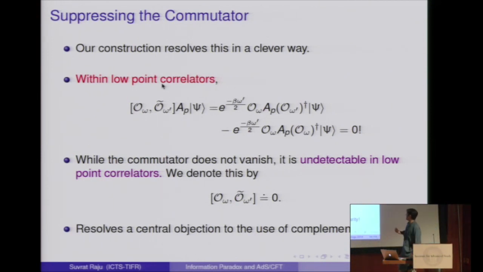And what this means is that this commutator is completely undetectable in low point correlators. And we have a notation for this, which is that you say this commutator is equal to 0, but with a dot on top, which means that it's effectively equal to 0. No low energy observer can measure this commutator, but it's actually not 0 on the full Hilbert space. And that becomes important when you consider things like the von Neumann entropy, some very fine-grained observable.